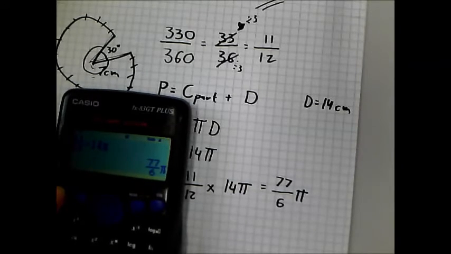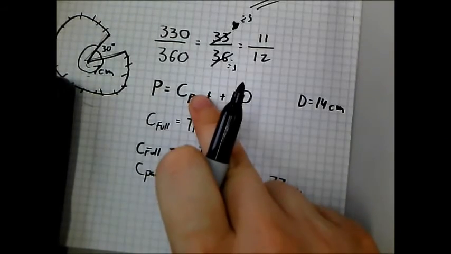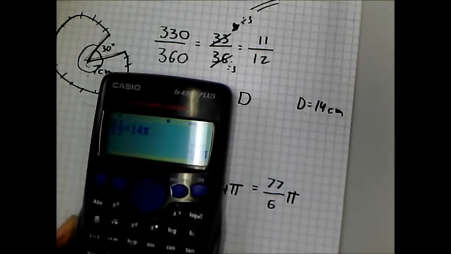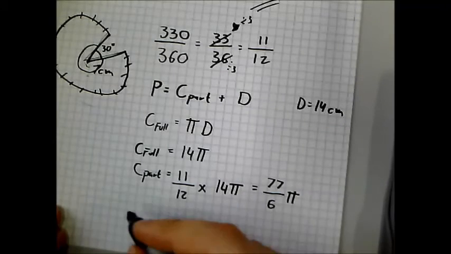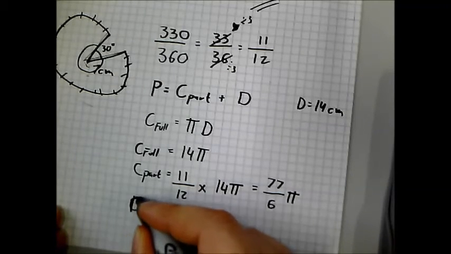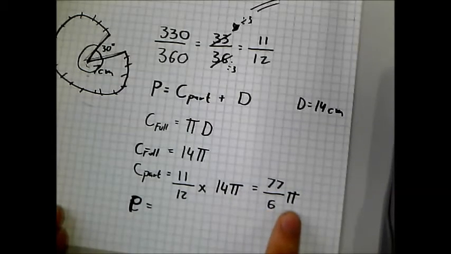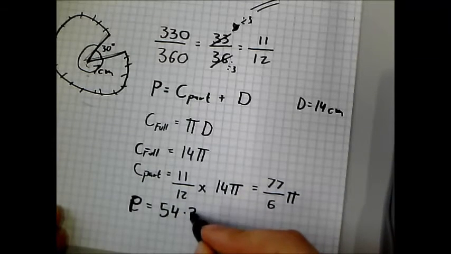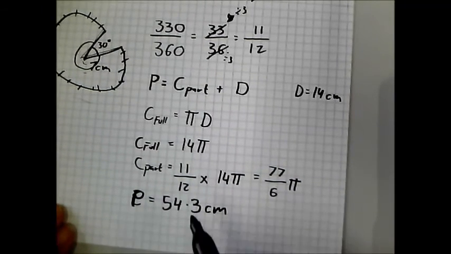It looks like a horrible number, but don't be tempted to round it yet. Okay. If I look back at here, I want the circumference of the part circle and then add on the diameter. So I'm going to add on my diameter 14. Okay. So the perimeter of this circle is 77 over 6 pi, add to the 14, 54.3 centimetres. Okay, if you need to watch that a few times, you'll need to.